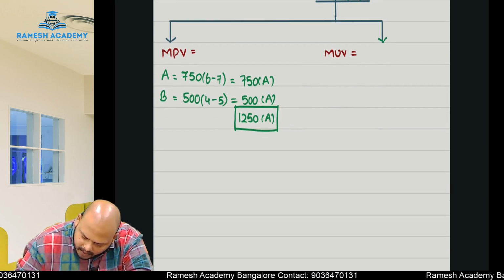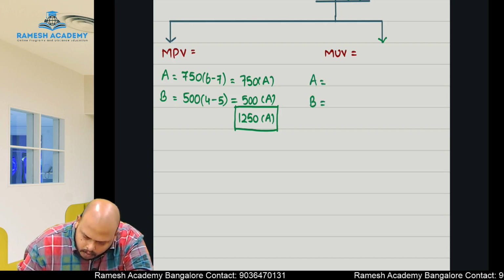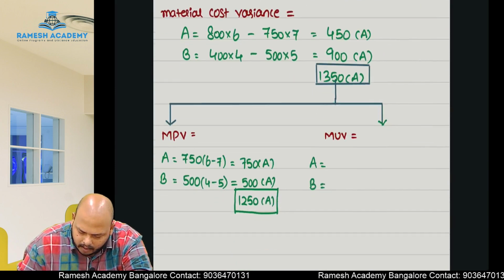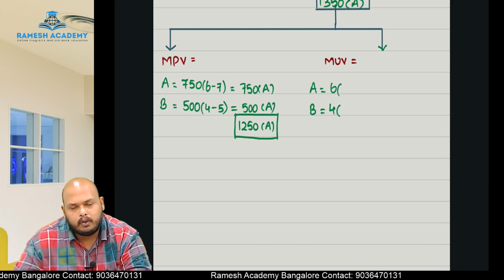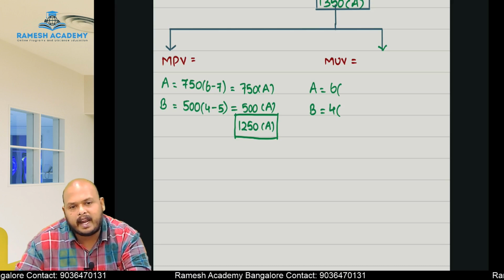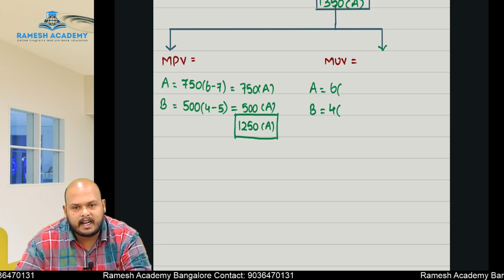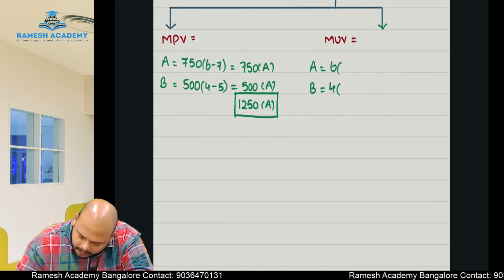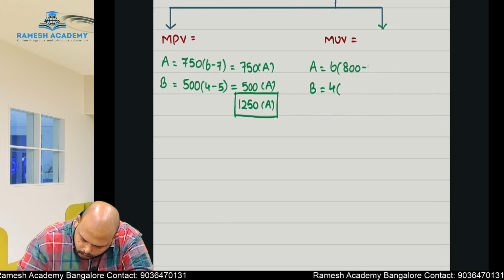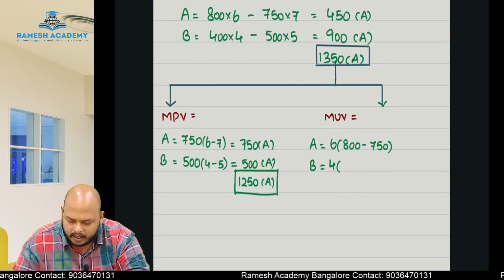Now let us calculate the variance. A is equal to, B is equal to. What is the standard price they gave for A and B? 6, 4. 6, 4 into usage variance. Usage variance is equal to what? Difference between the standard quantity and actual quantity. What is the standard quantity? 800 minus actual quantity 750. Here 400 minus 500.